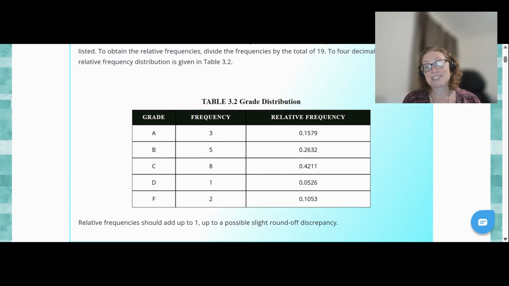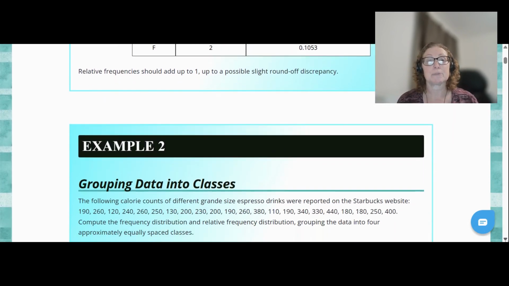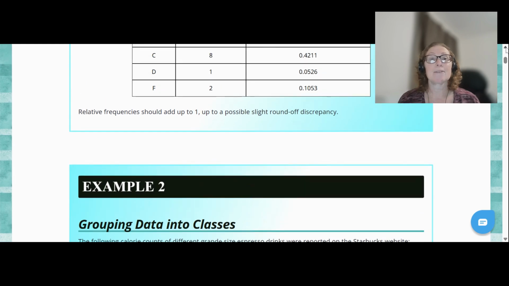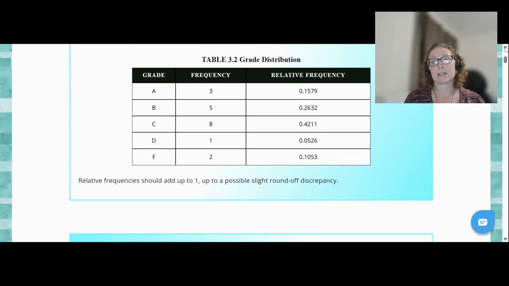A way to check yourself: your rounding is going to make a difference, so remember to keep as many decimal places as possible. We recommend 4 here. Your relative frequencies should add up to 1. If they don't, you might have a slight rounding issue going on, but as close to 1 as possible. That's what we're looking for. So there we have it for a list of 19 grades.